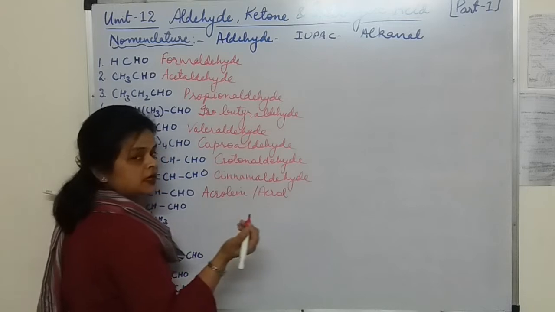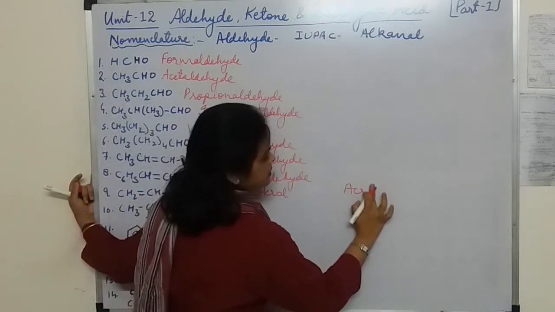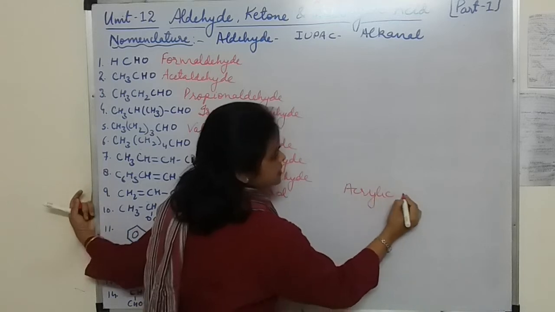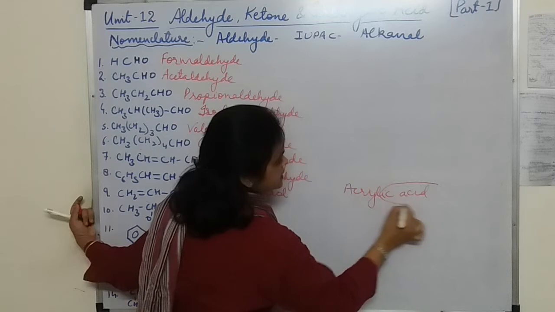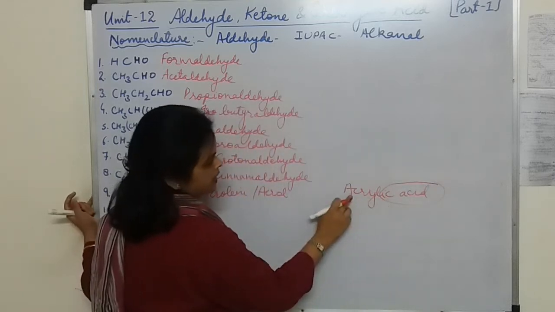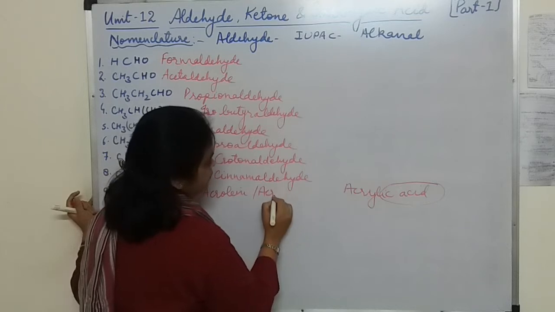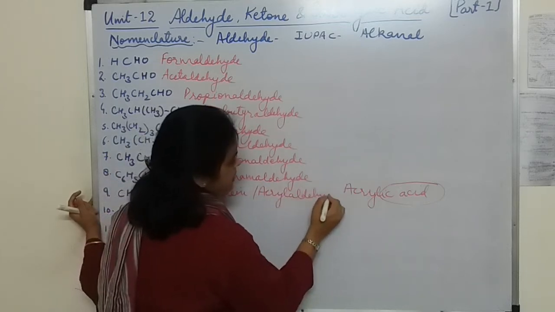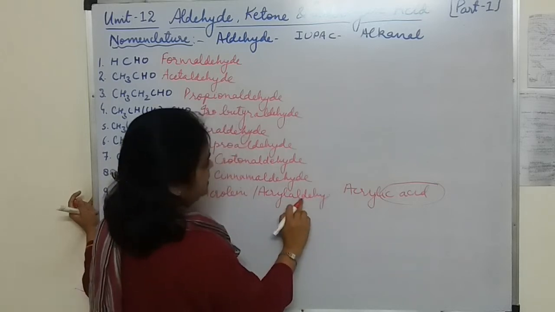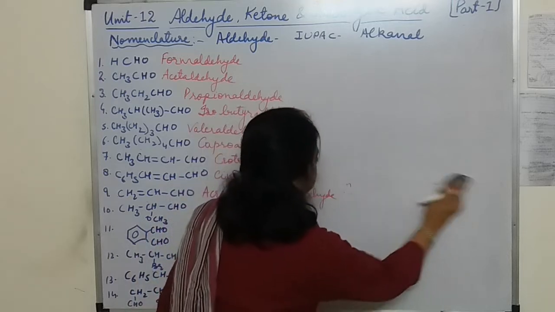Acraldehyde. What was the spelling of acrylic acid? ACRYLIC. Okay, now instead of this ic acid you will write aldehyde. So ACRYL, aldehyde: acraldehyde.